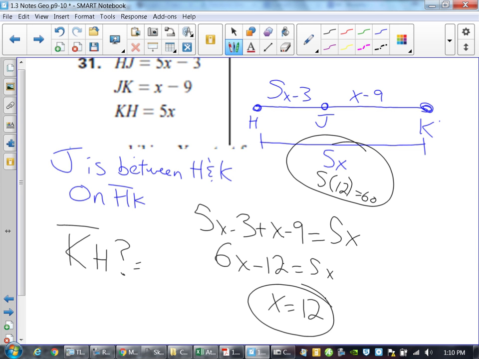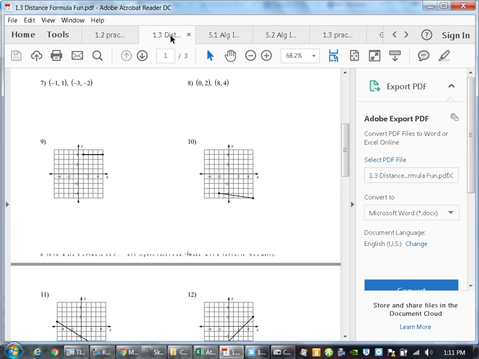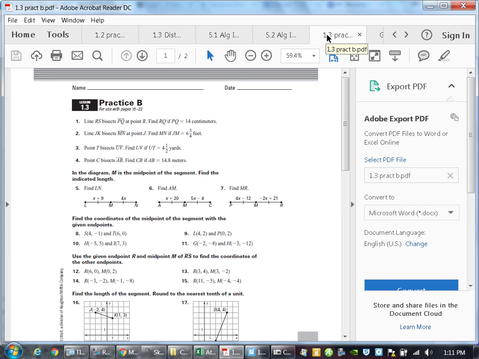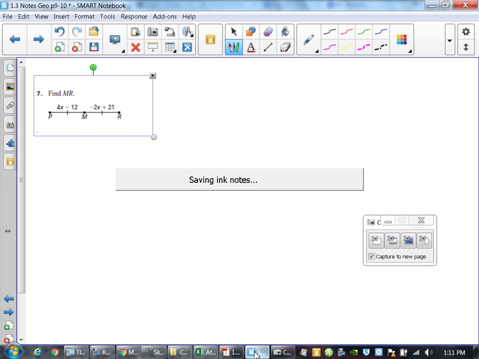Notice, I didn't set anything equal, I didn't say 5x minus 3 equals x minus 9, because this doesn't say that. It never said anything about midpoint. It didn't show in the diagram that you had tick marks showing they were equal to each other. So the difference between that versus this is going to be pretty evident.